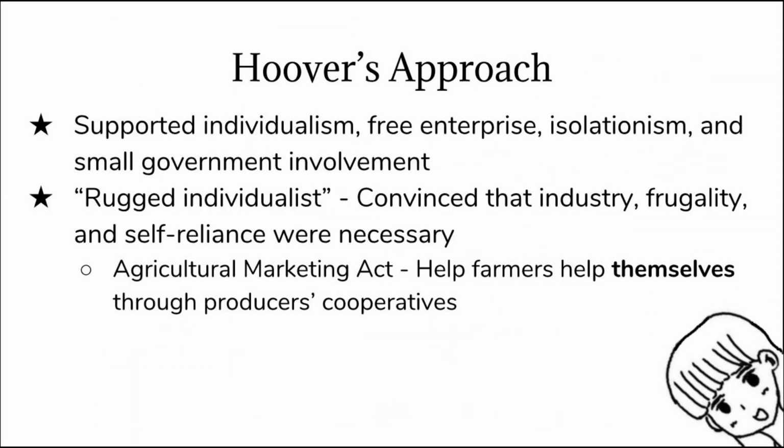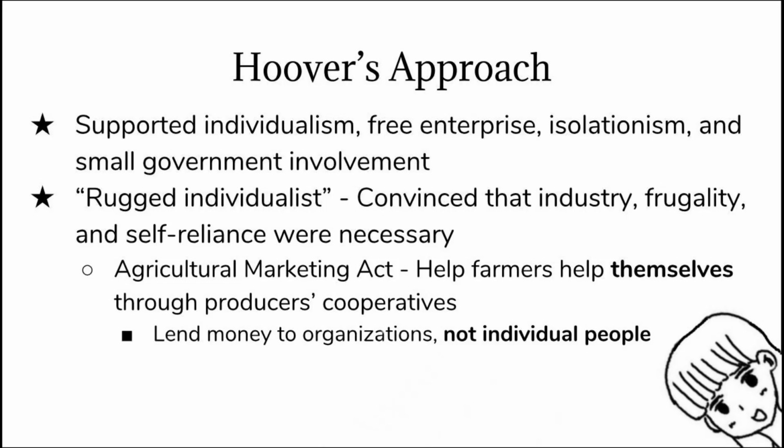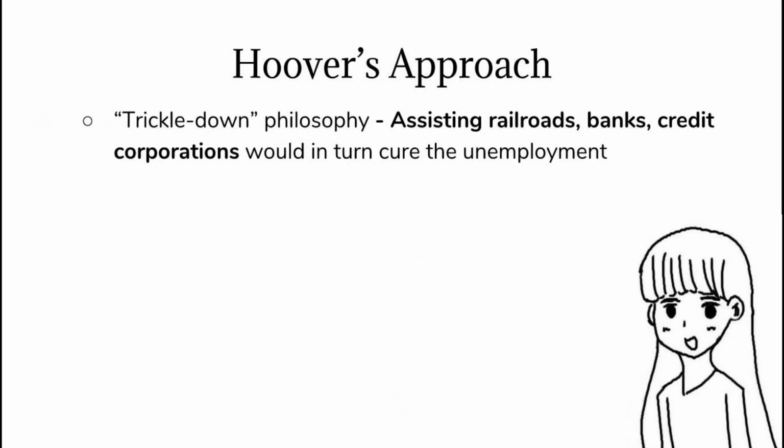And there are a few examples of his rugged individualist self shown. There's the Agricultural Marketing Act, which he helps farmers help themselves through producers' cooperatives. He lends money to organizations, not the individual people. He also believes in the trickle-down philosophy. He assists railroads, banks, and credit corporations.